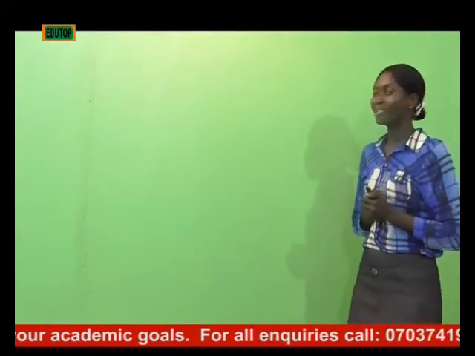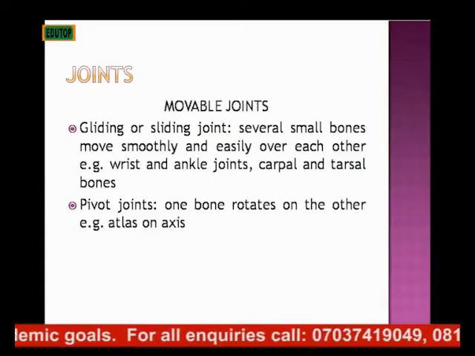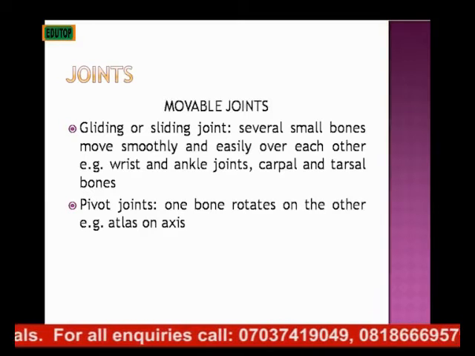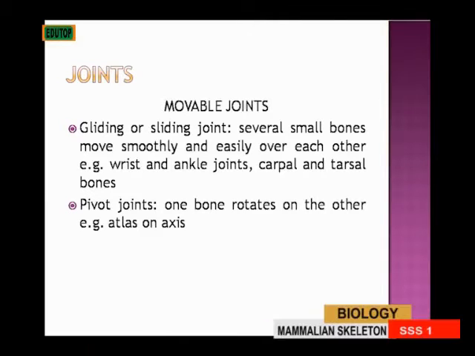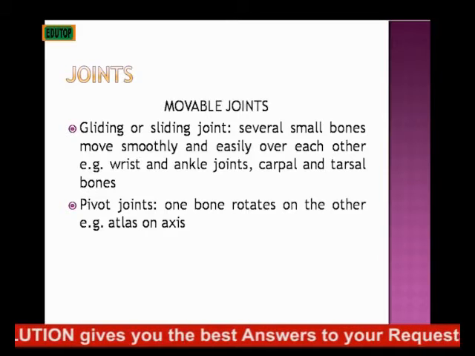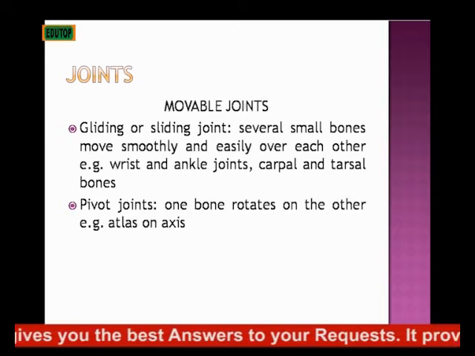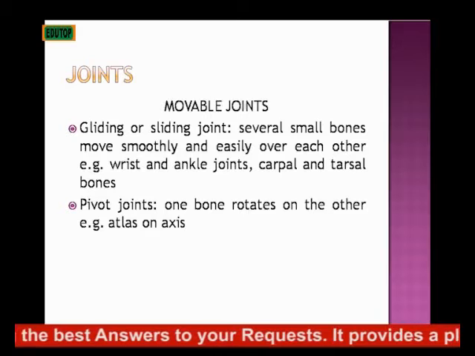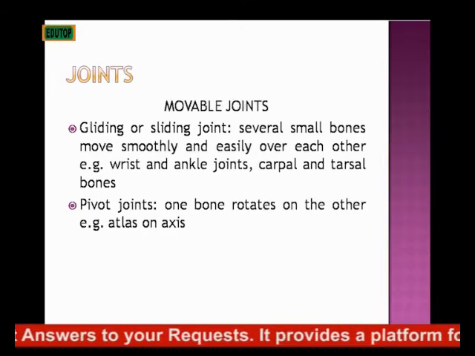The next movable joints we have are the gliding or sliding joints. These are several small bones that move smoothly and easily over each other, as we have in the wrist and the ankle joints.